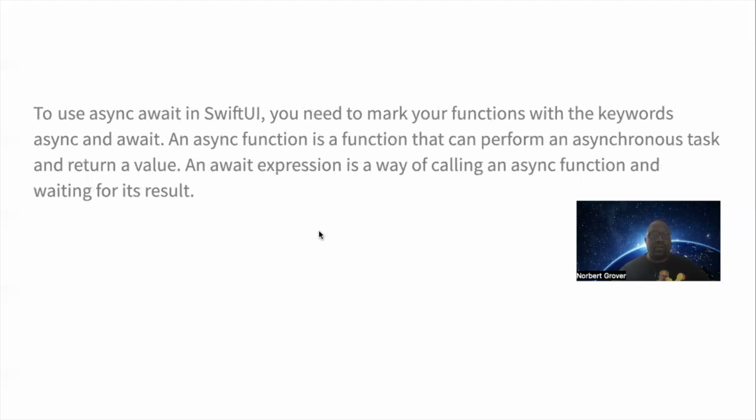Okay. So now, to use async await in SwiftUI, you need to mark your functions with the keywords async and await. An async function is a function that can perform an asynchronous task and return a value. An await expression is a way of calling an async function and waiting for the result.